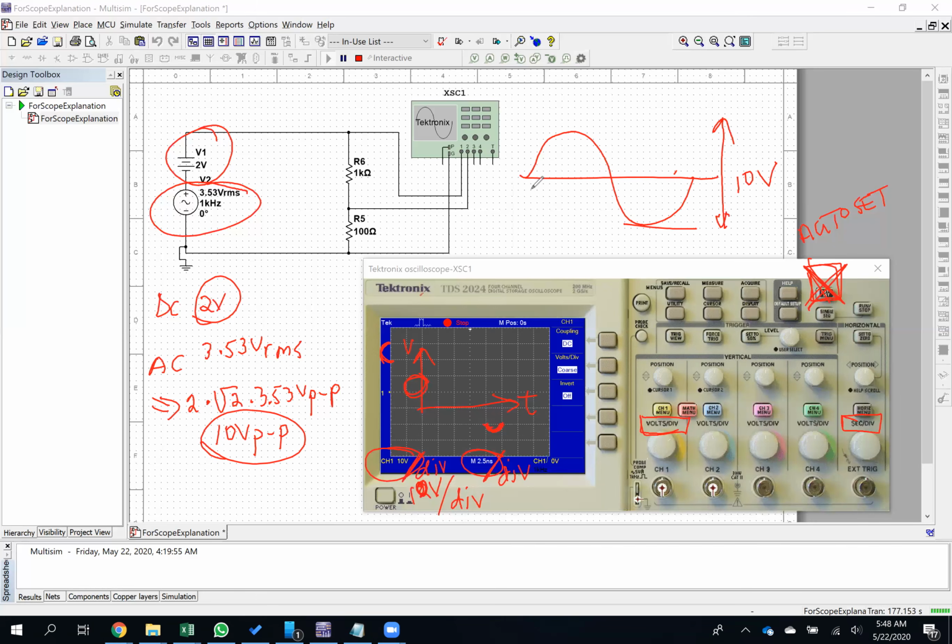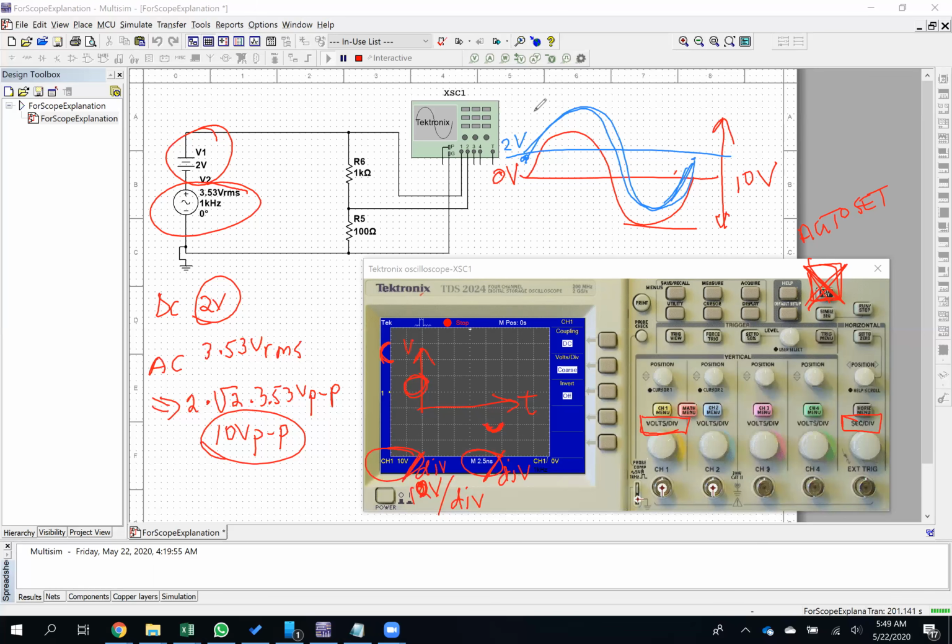However, the AC waveform is referenced here to 0 volts. Adding in the 2 volts DC actually shifts this waveform up by 2 volts. That's a terrible drawing, but the waveform would be shifted up. It would still be 10 volts peak to peak, but the center of the peak to peaks would now be sitting at 2 volts, okay, because it's had that DC component added to it.